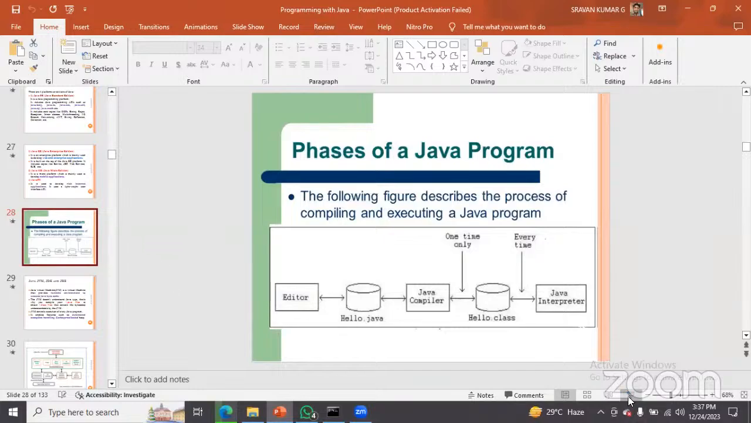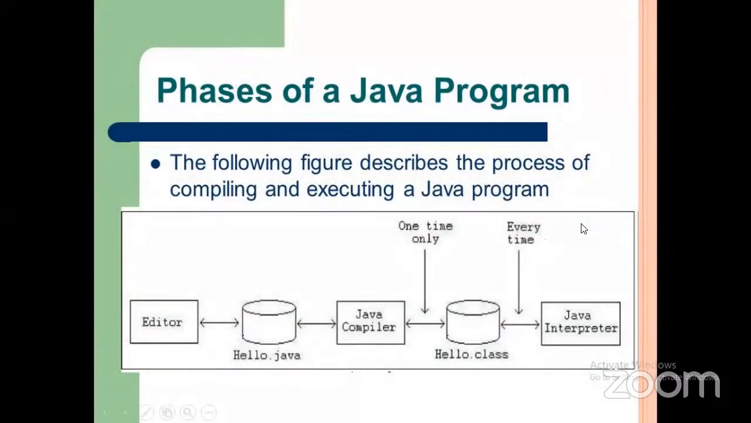See this? This is the step-by-step procedure to execute a Java program. Editor means just like a notepad, any text editor. In our example, we are using Notepad. Open the notepad, that is the editor. Write your program. Save your program with the .java extension.